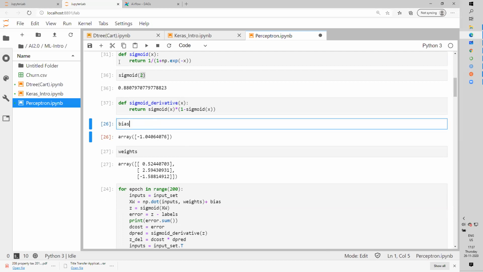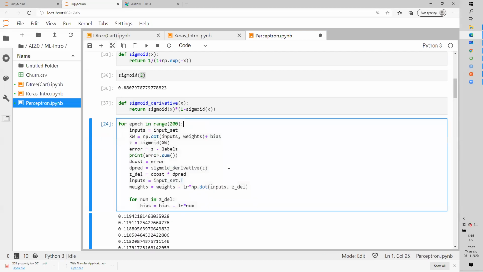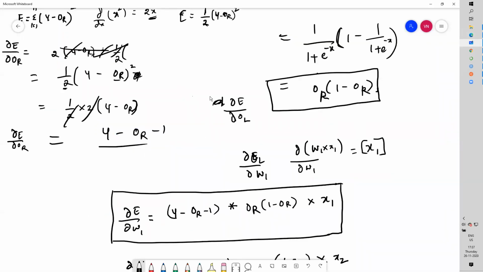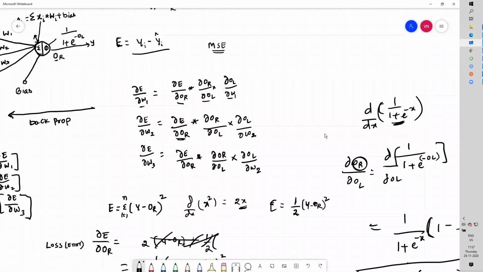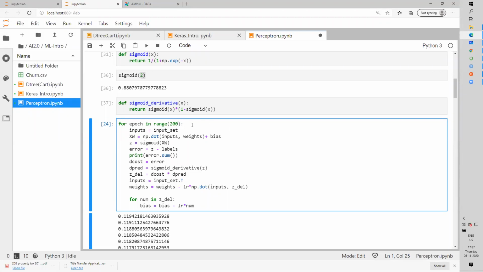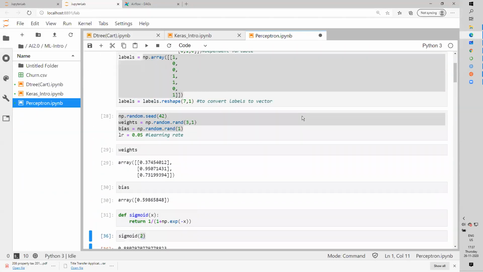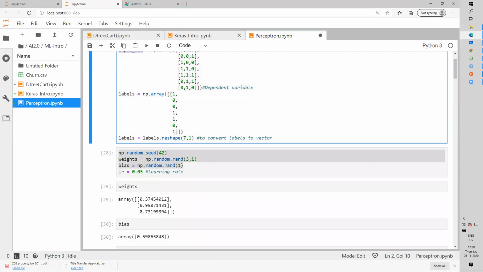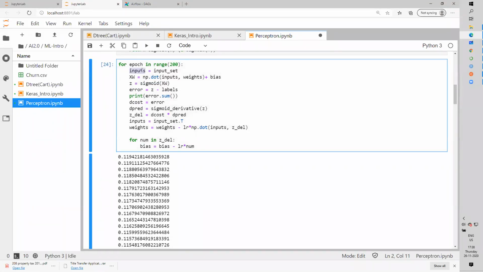This is not required, let me delete these things. Here we are going to write a loop in which all these things are going to happen, including the forward propagation as well as the backward propagation. So this is the forward propagation part and this is the backward propagation part, and that's going to happen inside this loop. Our inputs. What is inputs? Inputs is the input set which we have created. So what is the input set we have created? This one. This is going to act as our input.